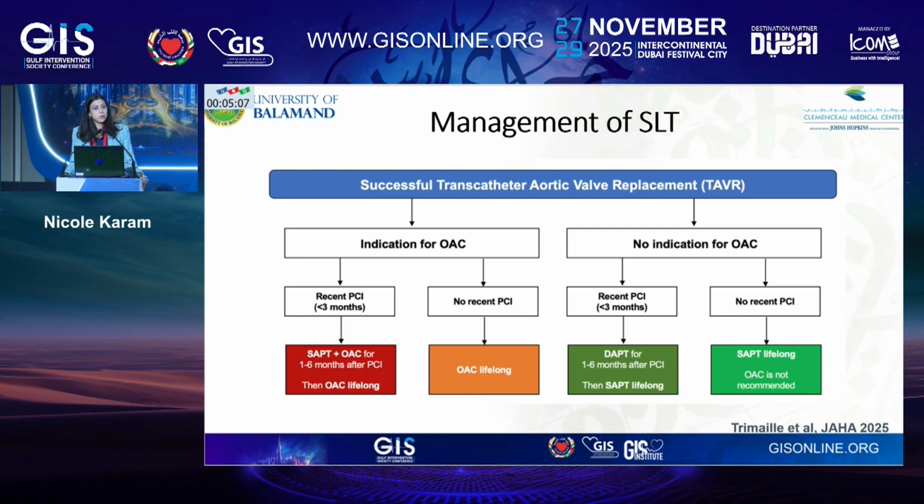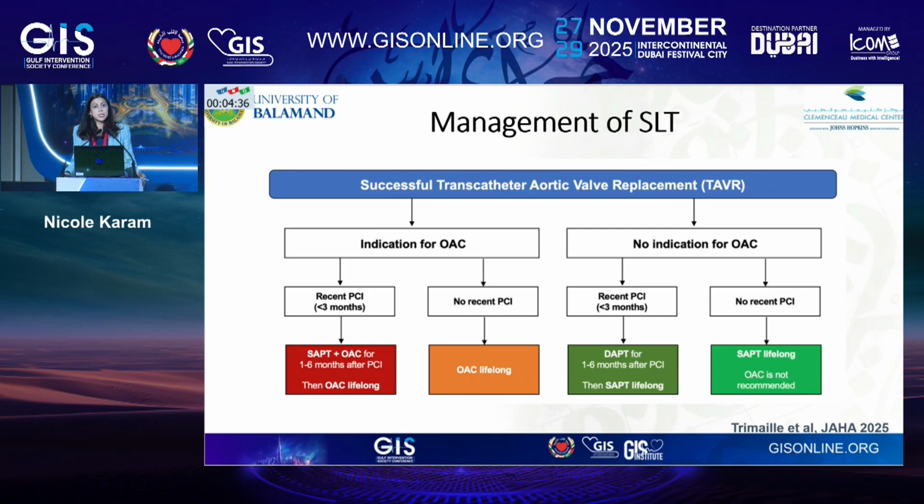So we remain with the usual scheme. If we do the procedure, we will look at whether the patient has an indication for oral anticoagulants or not. If they have an indication for oral anticoagulants, if they had a recent PCI, then we will go for antiplatelet therapy at the same time for 1 to 6 months after the PCI, and then continue with oral anticoagulants alone. Otherwise, we will just stick to oral anticoagulants.